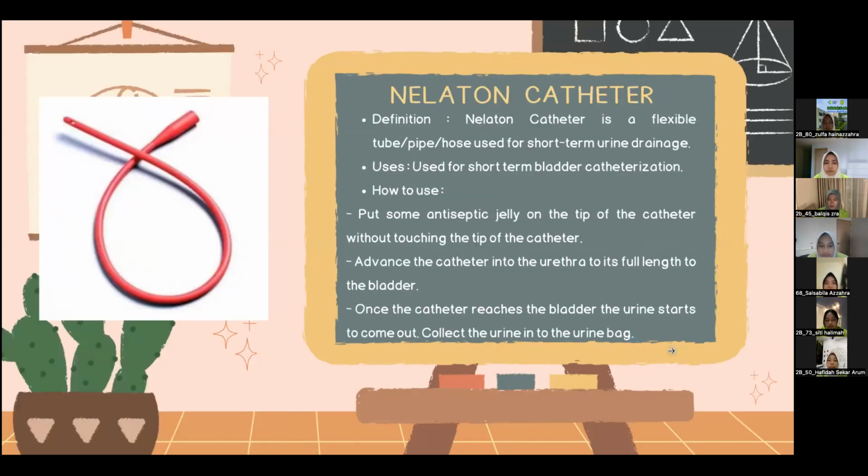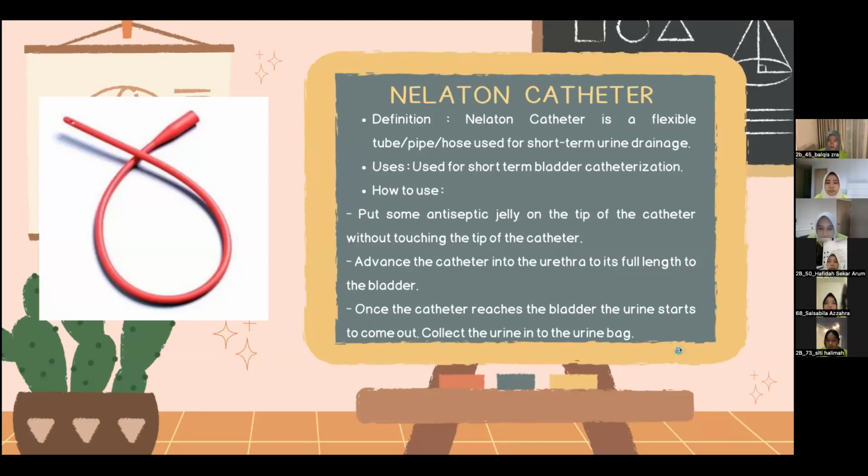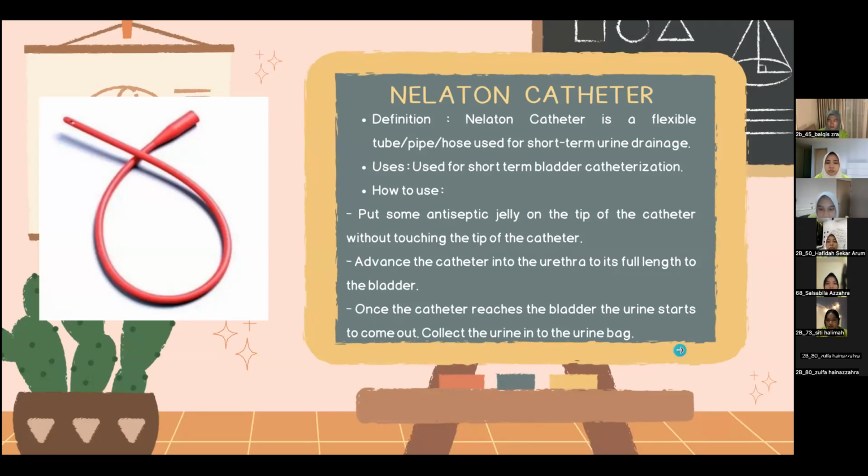Dilation catheter. Definition: a dilation catheter is a flexible tube, pipe, or hose used for short-term urine drainage. It is used for short-term bladder catheterization. How to use? Put some antiseptic jelly on the tip of the catheter without touching the tip of the catheter. Advance the catheter into the urethra to its full length to the bladder. Once the catheter reaches the bladder, the urine starts to come out. Collect the urine into the urine bag.